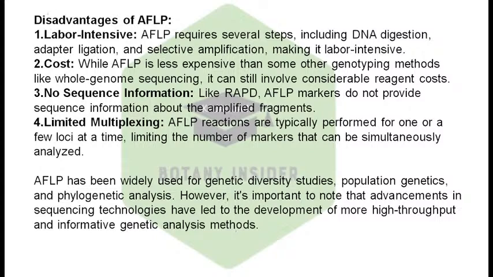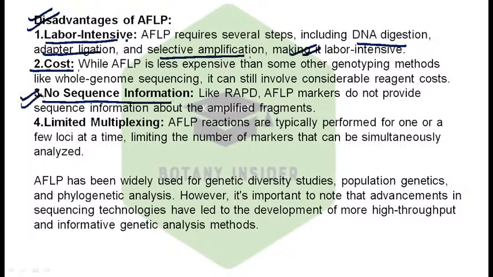The major disadvantages of using AFLP is that it is labor intensive because the process includes many steps. First, we digest the DNA, then we ligate the adapter, then selective amplification. So it makes the process tedious, and it is also costly. Like RAPD, AFLP markers do not provide any sequence information about the amplified fragment, and it also provides limited multiplexing. Okay, are the markers all clear to you all?